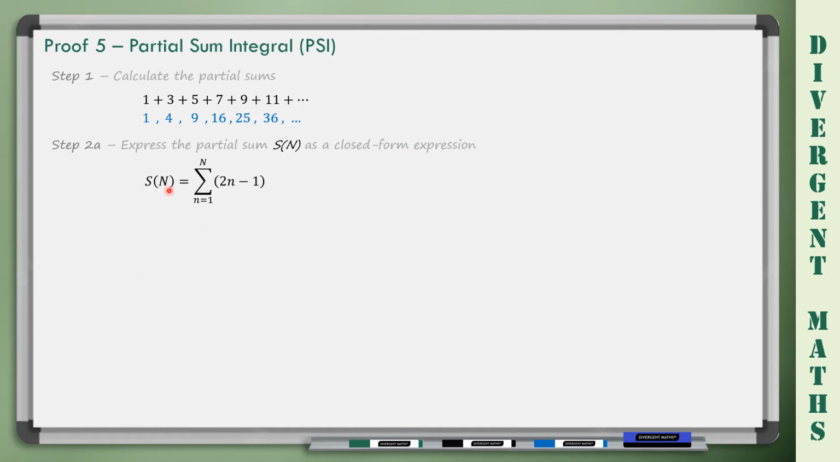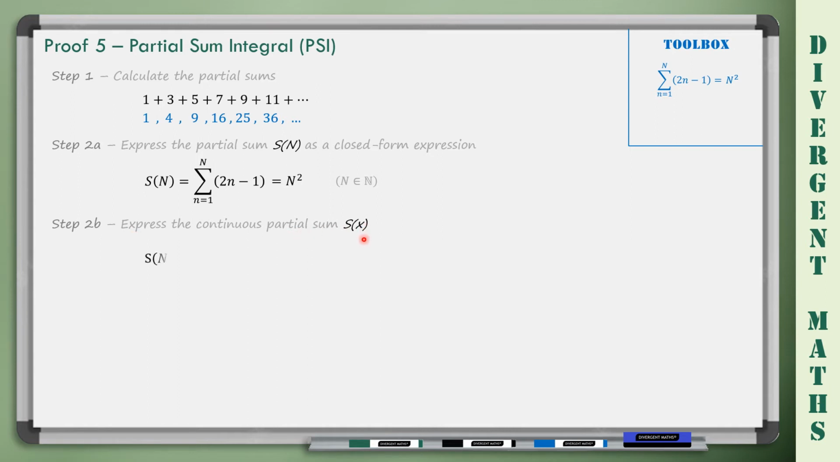So step 2a, let's express the partial sum S of n as a closed form expression. It's easy. S of n is the sum from lowercase n equal 1 to uppercase N of 2n minus 1. We can quickly open the toolbox, but we have seen it on the previous slide. It's n squared, so we can plug n squared here, n being a discrete variable, a natural number. And step 2b, we express the continuous partial sum S of x, x being now a real number. So S of n equal n squared, we just plug in x, x being a real variable.